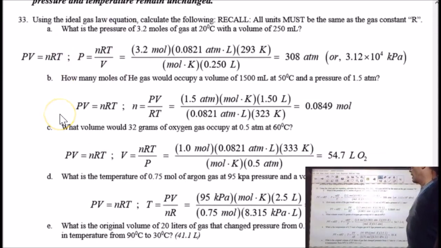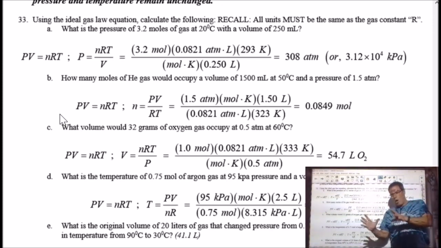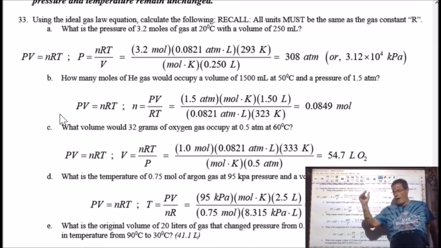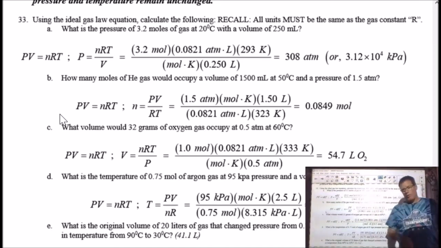Number 33, using the ideal gas law equation, calculate the following. Recall that we must have our units the same as R. So if you're using R that has atmospheres, make sure you have atmosphere liter per mole Kelvin. If you're using the one with kilopascals, it's kilopascal liter per mole Kelvin. But we have to change our units to the same.